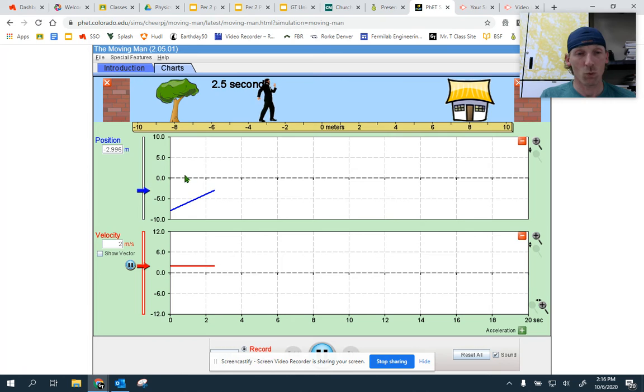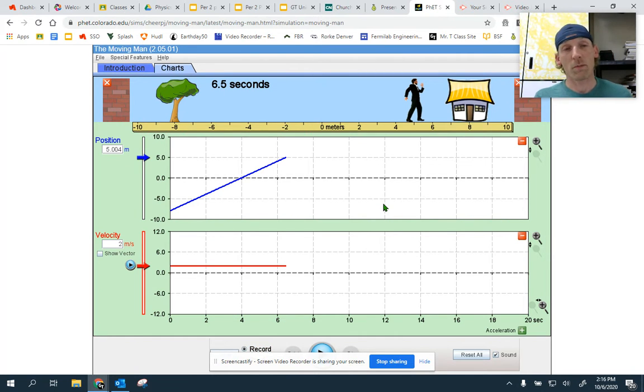Now he's heading back towards the origin, which is 0, 0. He's going at 2 meters per second, constant positive velocity. Now he went past the origin and continues to move. But let's say, oh no, he forgot his keys or his wallet or his phone sitting back there. All right, and so he sits for a moment, checks his pocket, and wonders, okay, where is it? Sits there, looks cool, and then says, oh, I left it back at the tree.